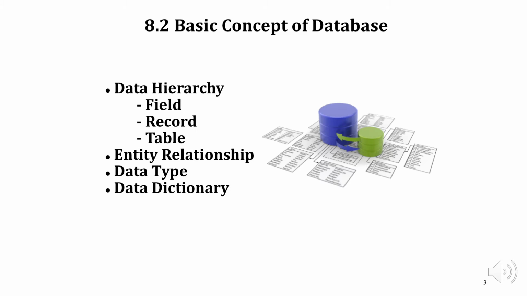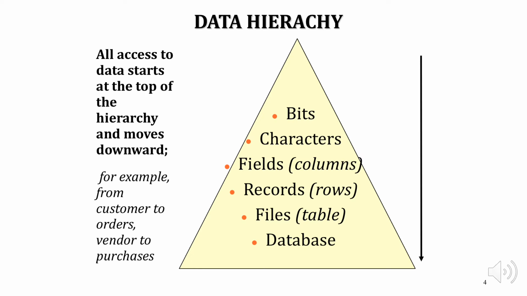Okay, first of all, you must know what is the data hierarchy, which is field, record, and table, the entity relationship, the data type, and also the data dictionary. So this is about the data hierarchy in the database, which is all the access to data, which starts at the top of the hierarchy and moves downwards.